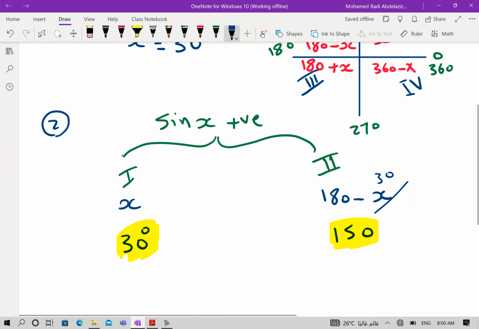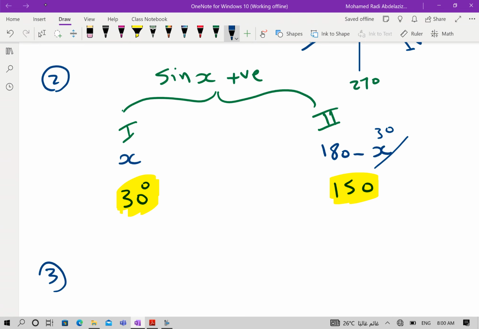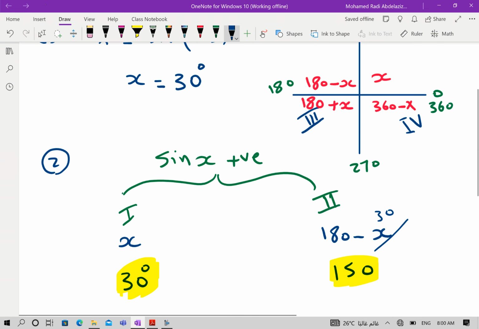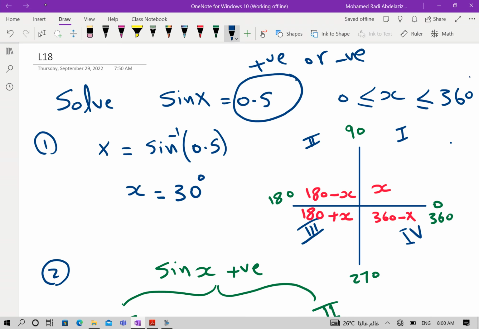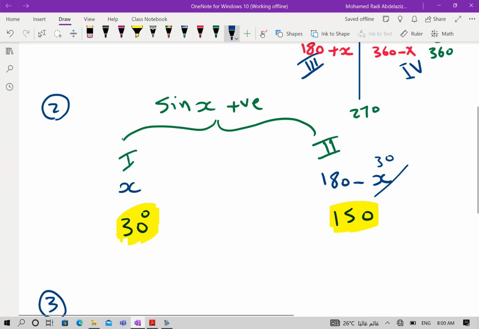The third step, you have to look at the range which is given. Is it given from 0 to 360? Yes. Do both solutions lie in the range? Yes, 30 is in the range, 150 is in the range.